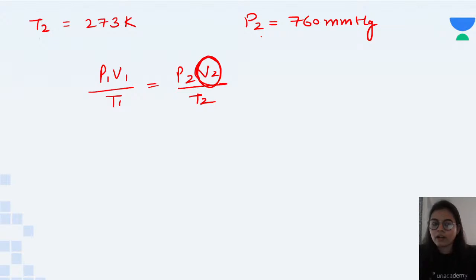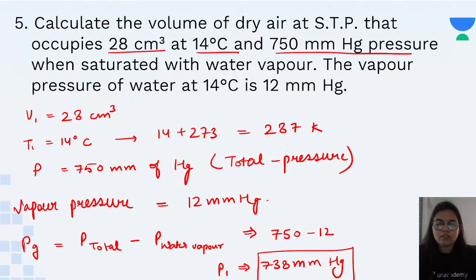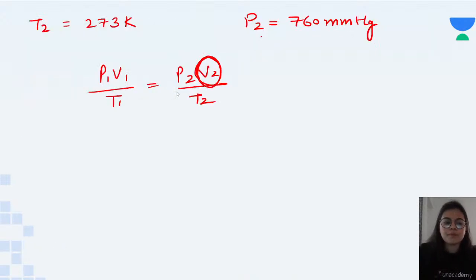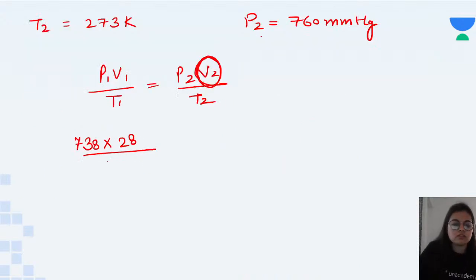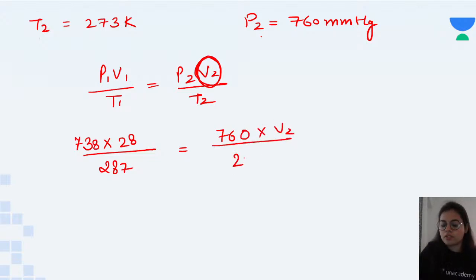Now let's see what the values given are. P1 is 738. V1 is given to us as 28. And temperature was 287. P2 is 760, volume 2 we have to find out, and temperature is 273.